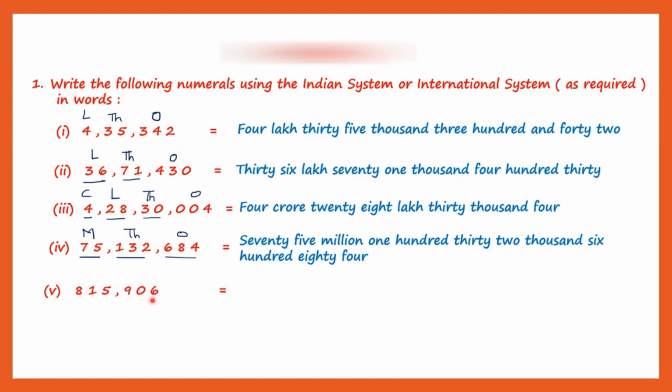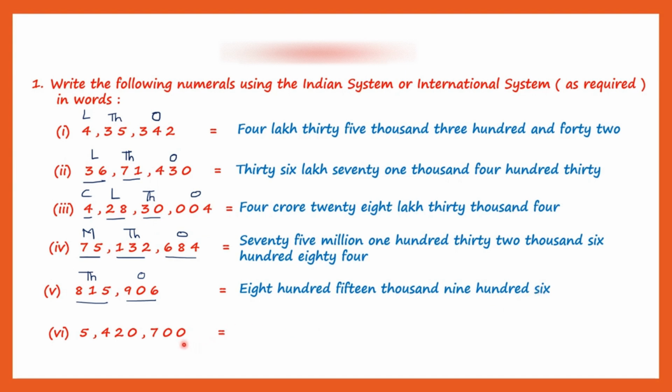Now here again we have 1, 2, 3, comma, 1, 2, 3. No other comma. So this is the international system. Commas after every 3 digits. What are the places? Ones, tens, hundreds, 1,000, 10,000, 100,000. So which is a period? Ones, tens, hundreds is in the ones period, thousands, 10,000s, 100,000s is in the thousands period. So now let's read it. 815,906. So let's write that. 815,906.